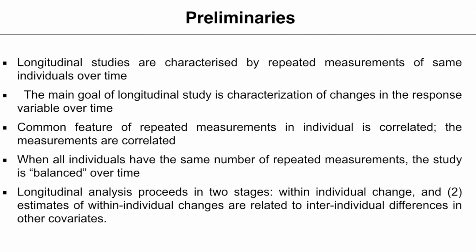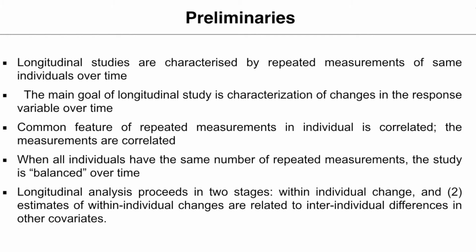But many times, we may not be as lucky. Although we have X number of individuals for whom measurements are available, for some of them measurements are not available for the entire period of the longitudinal study that we have decided to work on. In those cases, these are known as unbalanced study designs. Essentially, when we do longitudinal studies, they proceed in two stages. There is a within-individual change. If you study individuals, you see that the same individual's values are going to change over time.